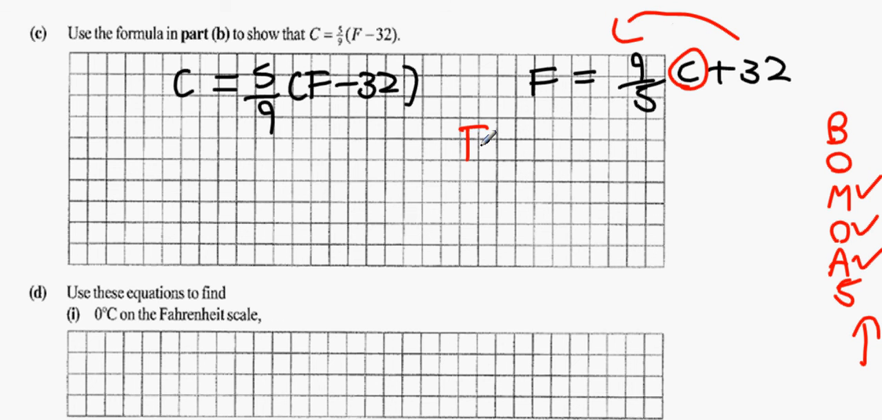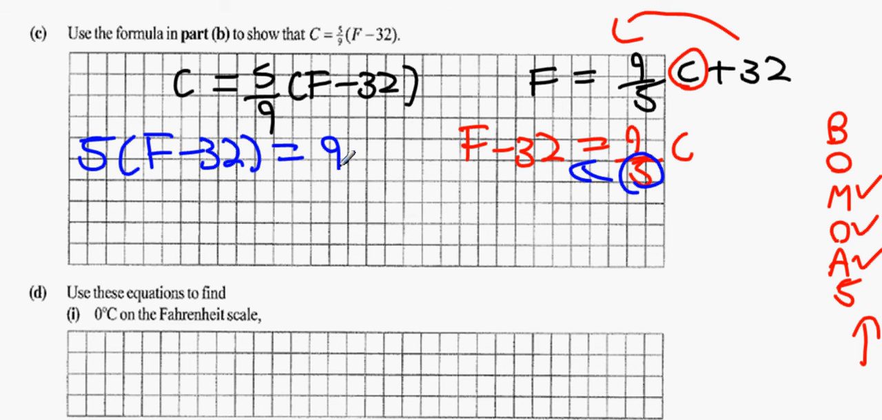So F minus 32 equals 9 over 5 C. Next, we're going to get rid of the division, which is the 5. The 5 goes up to the other side, so we get 5 multiplied by F minus 32 equals 9C. Next, we're going to get rid of the multiplication. The 9 will go underneath, and we're going to get 5 times F minus 32 all over 9, which is the same thing as what's up here.